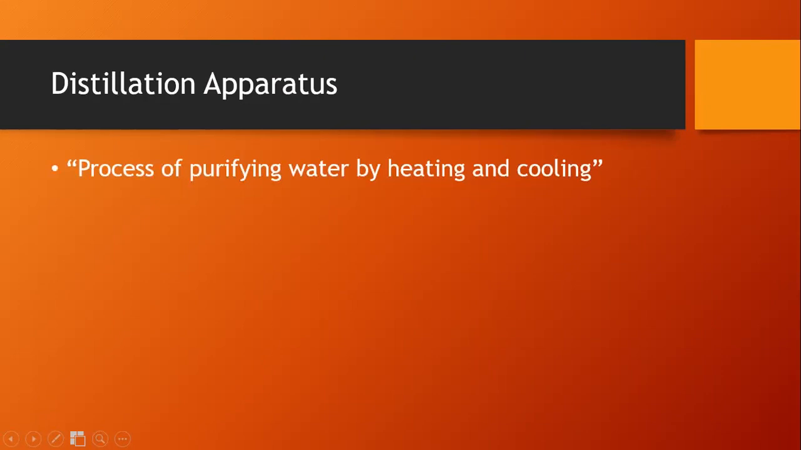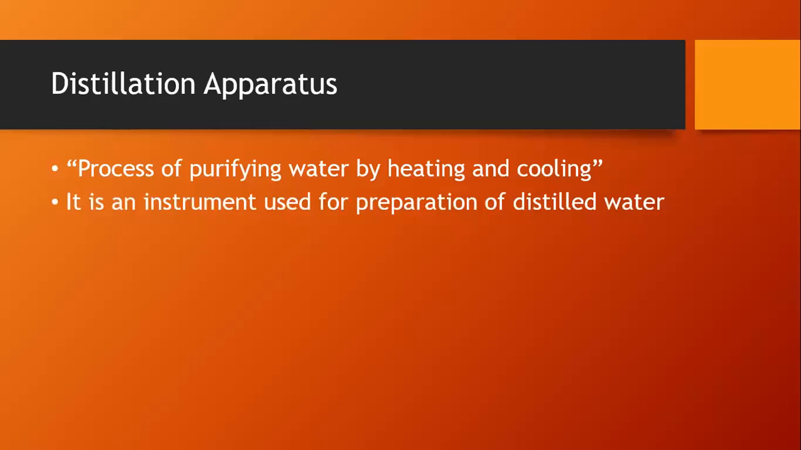Now, distillation is a process of purifying water by heating and cooling, like one of you said. The distillation apparatus is an instrument used for preparation of distilled water. So when we purify water by heating and cooling, we get distilled water. The apparatus used for preparation of distilled water is called a distillation apparatus. Distilled water is prepared from tap water. Tap water will be our source from which we will remove all the impurities and prepare distilled water.